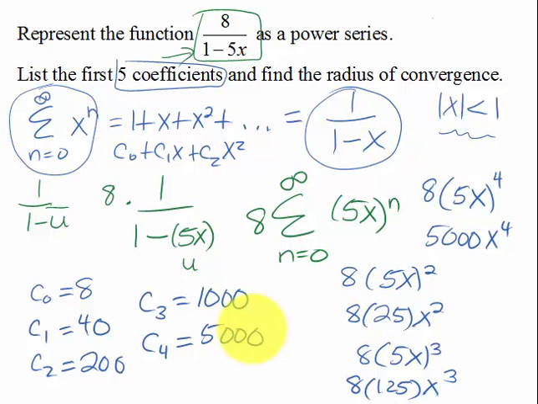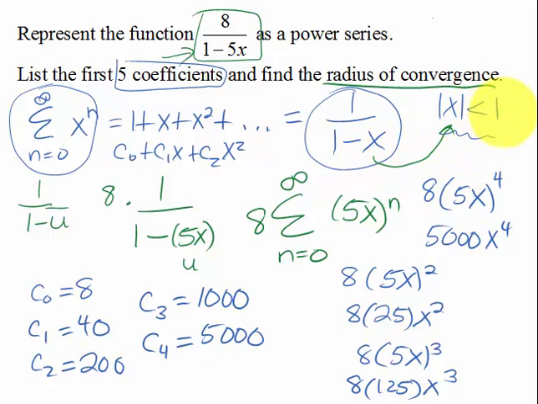Now the other thing it asks for here is the radius of convergence, and so we need to look. Typically if we had an x here, the absolute value of x has to be less than 1 for convergence. Well, we had a 5x, so the absolute value of 5x needs to be less than 1. So the absolute value of x needs to be less than 1/5. So our radius of convergence is 1/5.